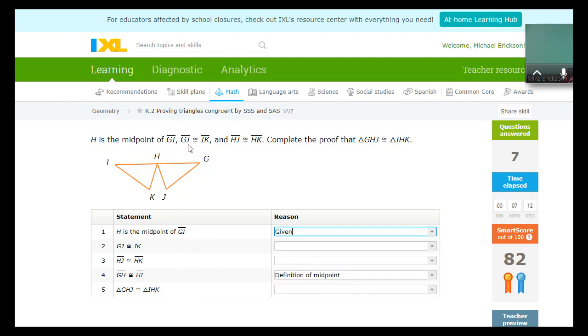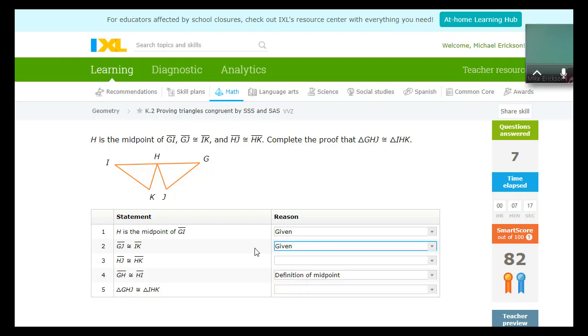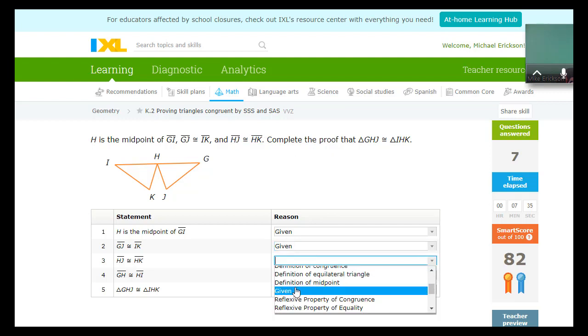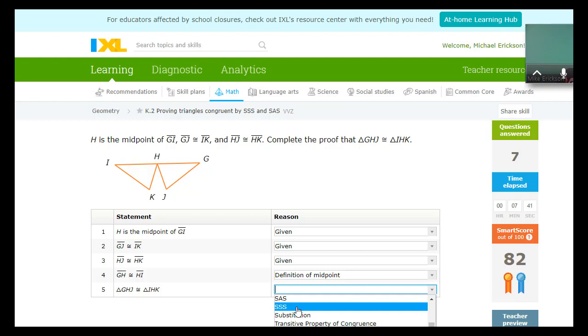And then it says GJ is congruent to IK. Gosh, that's another given. So this side is congruent to this side. I know this side is congruent to this side. And look at this. They're going to give me another side. HJ is congruent to HK. Well, that's also a given. So they gave me 3 sides, and I'm going to have side, side, side when I'm done. Right there.